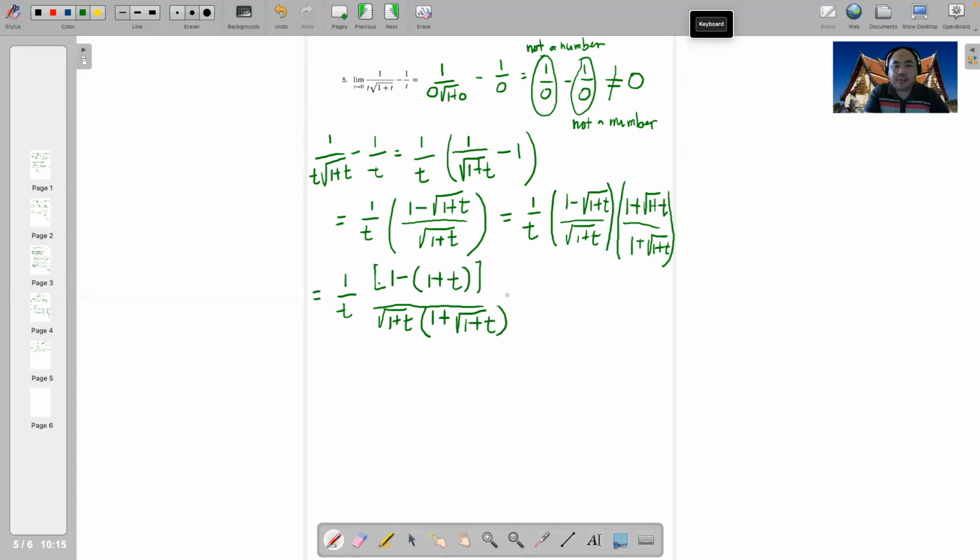Now, why are we excited? We should be excited. You know why? Because the numerator now is very simple. You have 1 all over t times negative t.